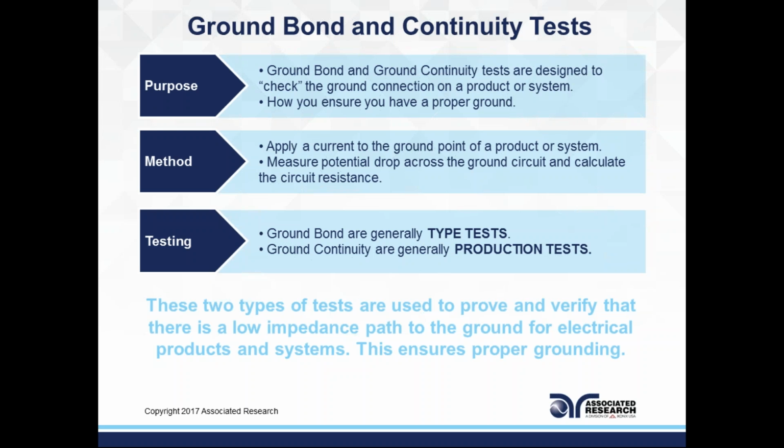So you have a ground circuit on your product. Let's take a Class 1 product that has a ground pin. You have a ground circuit in there. You want that ground circuit to be used if there's any kind of shorts or any kind of defects in your product. You want that ground circuit to be a layer of protection.